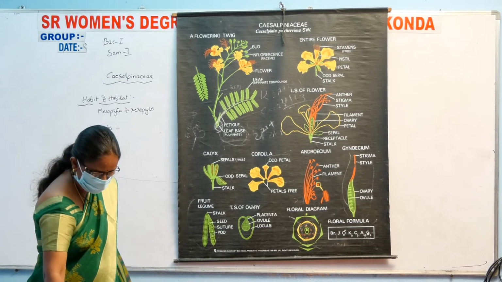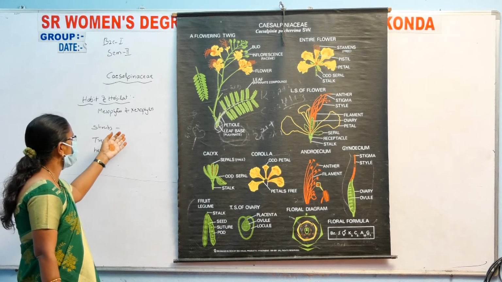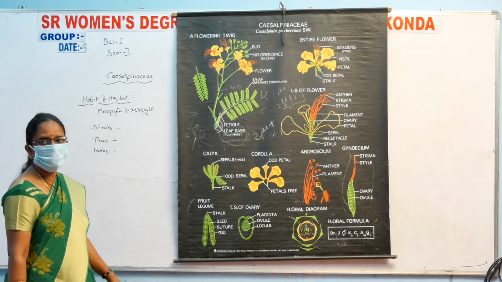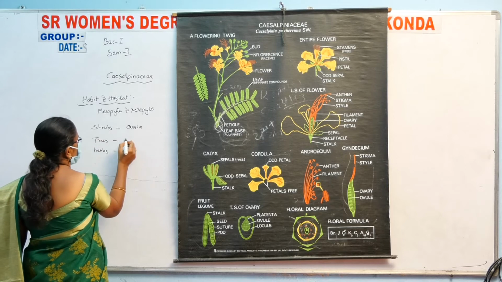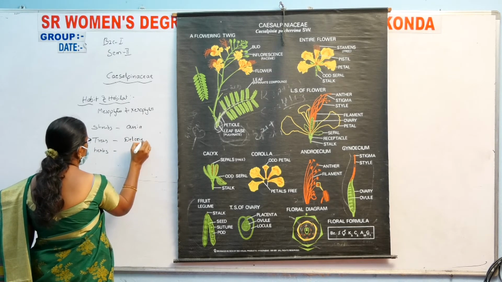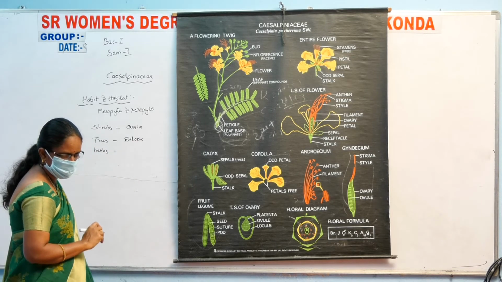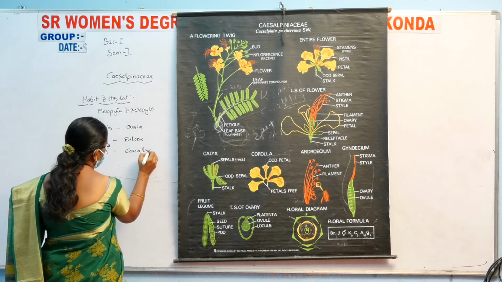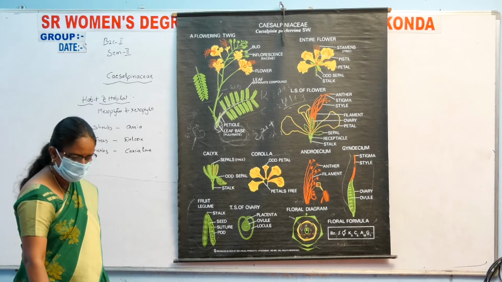For example, the shrub example is Acacia auriculata, and the trees example is Delonix regia, the Gulmohar tree. Very few herbs are present, and the herb is Acacia tora. This is the habitat of the Caesalpinaceae family.